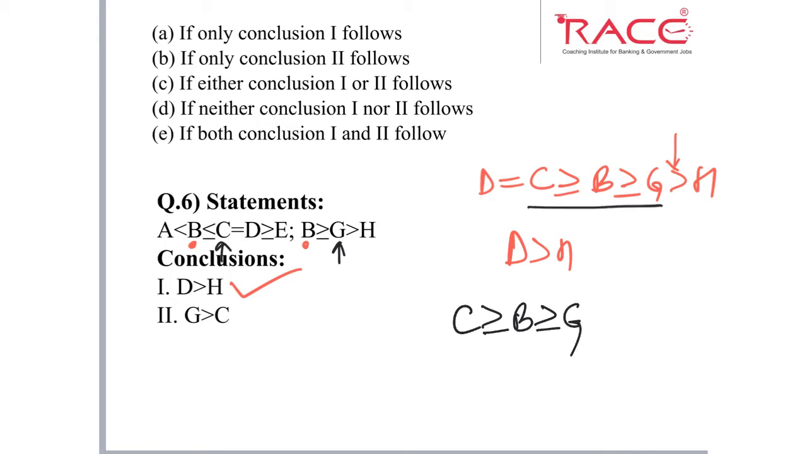Okay, so now what is the conclusion here? Here conclusion becomes C greater than equal to G, but what they are asking here is G greater than C, which is not the same. So second conclusion false. So what is our answer? Only conclusion 1 follows. So this is the conventional method.